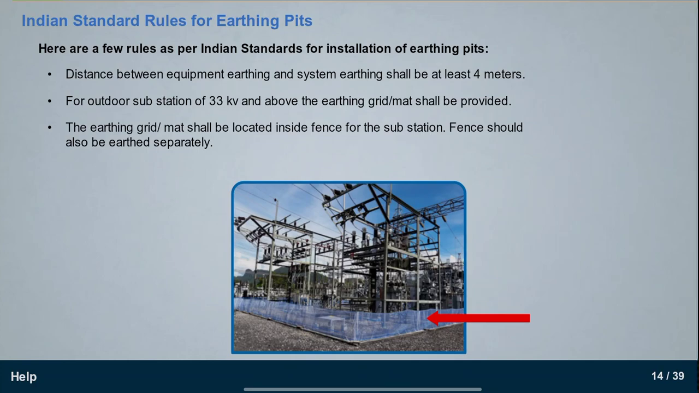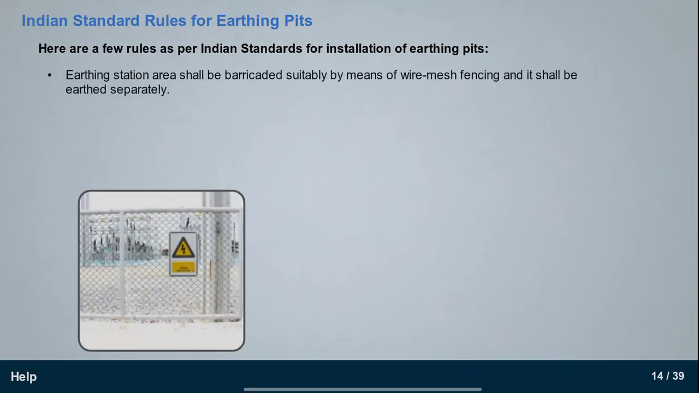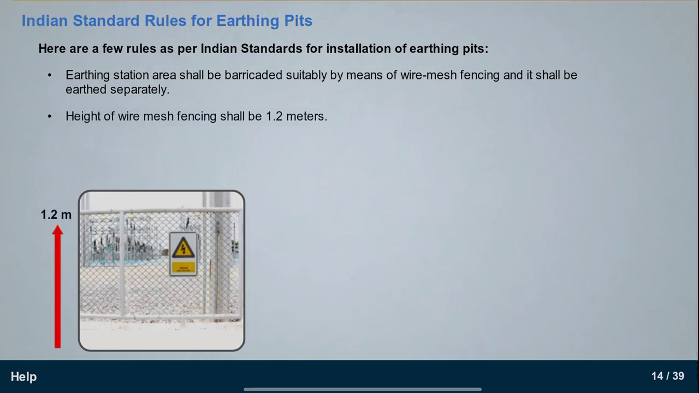Fence should also be earthed separately. Earthing station area shall be barricaded suitably by means of wire mesh fencing and it shall be earthed separately. The door and fencing should be earthed. Height of wire mesh fencing shall be 1.2 meters.